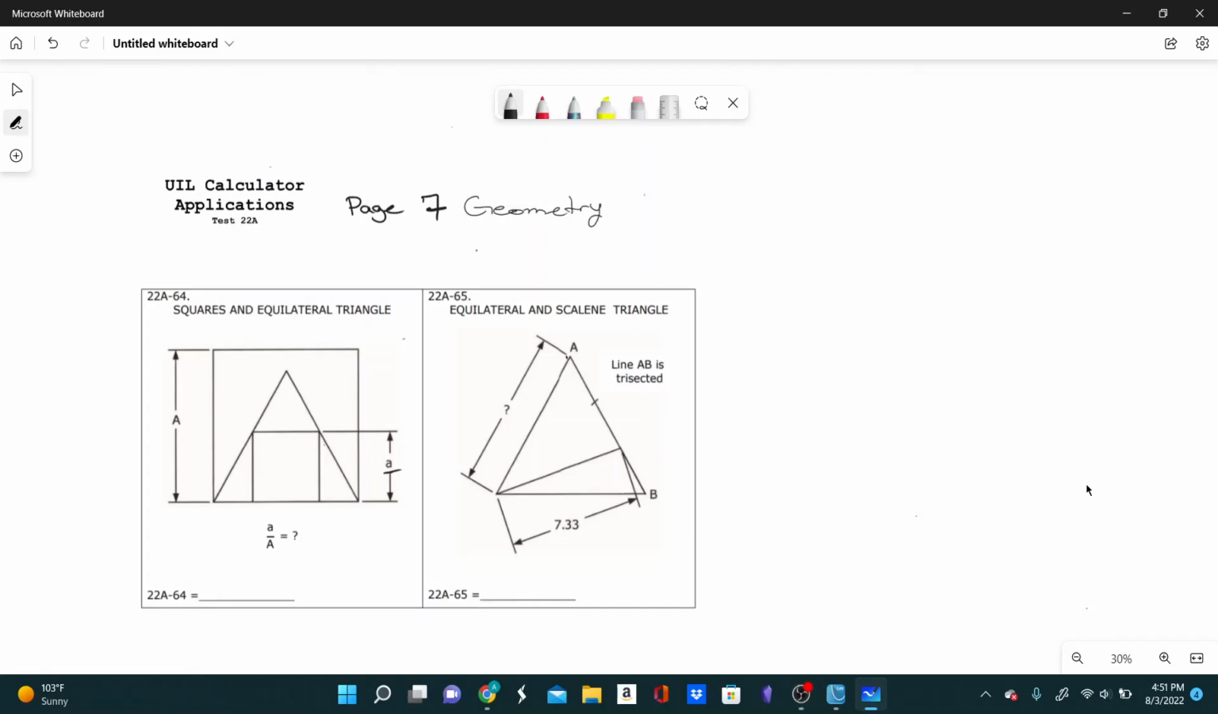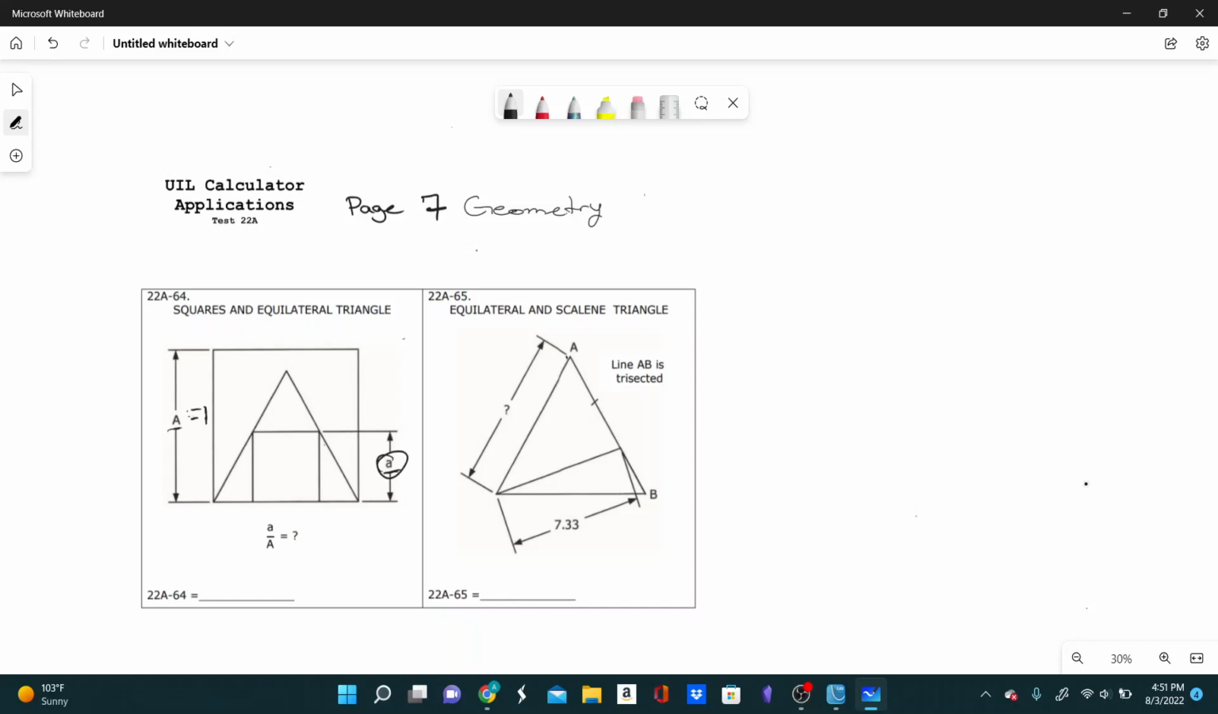Number 64. We have squares and an equilateral triangle, and we're just trying to find the ratio of the side of the small square to the side of the large square. So on ratio problems, what I like to do is take the denominator of the ratio and just set it equal to 1. So if big A is equal to 1, then all I'm really solving for is little a, the side of the small square. All I'm really solving for is this.